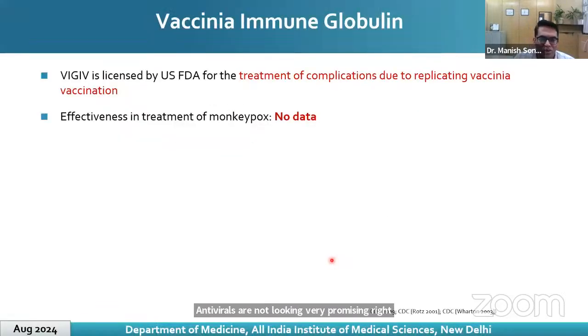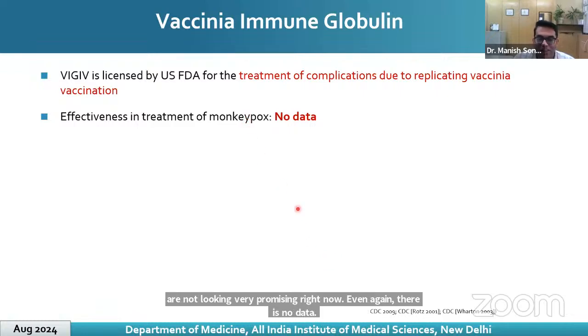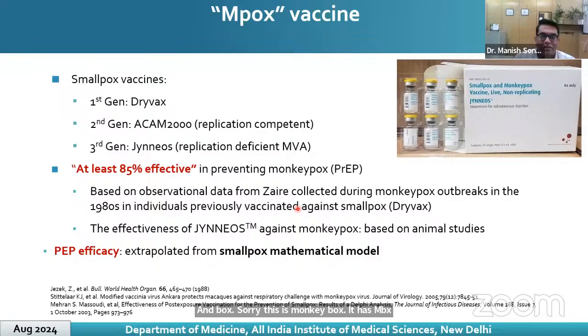Immunoglobulins, again, there is no data. Sorry, this is monkeypox, now called Mpox, no data. But yes, there is something promising from the vaccine point of view. We have a lot of experience with the smallpox vaccine, and those vaccines are protective against monkeypox as well. And over a period of time, new generations of vaccine have come.